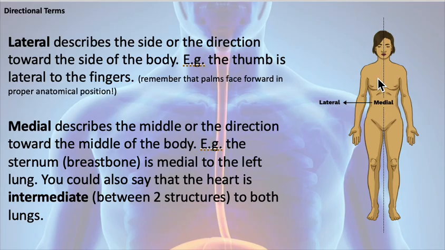You could also say that the heart is intermediate to the lungs, because the heart sits in your thoracic cavity and it is central to the location of the two lungs on either side of the heart. So you could say that the heart is intermediate to both lungs. So medial is just describing the middle or the direction towards the middle of the body.